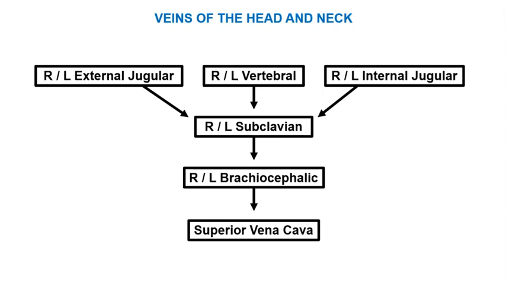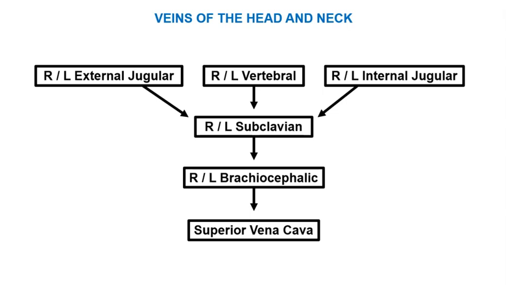Next, we will explore the major veins from the Anatomy and Physiology 2 lab list, beginning with those of the head and the neck. The right and left external jugular veins drain blood from the tissues that are external to the skull. Meanwhile, the right and left vertebral, as well as the right and left internal jugular veins, will both drain blood from the brain.